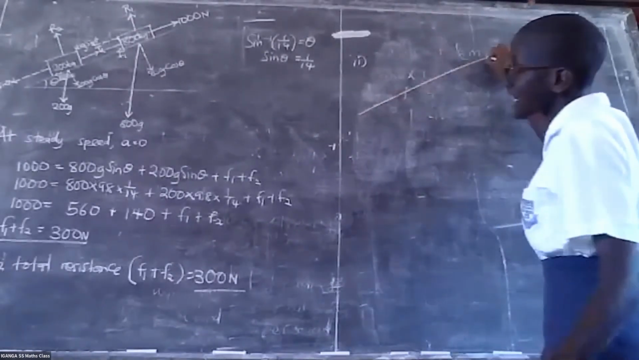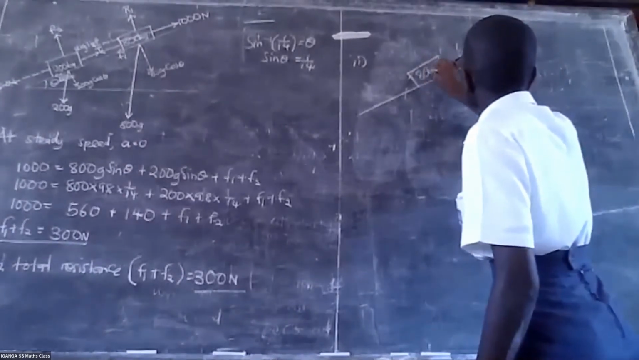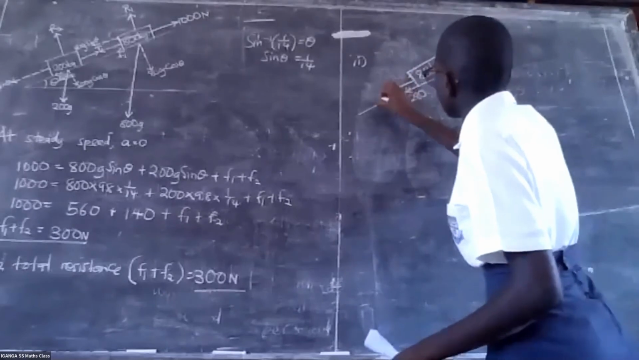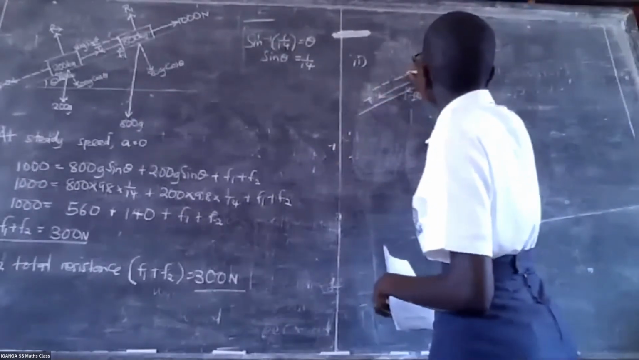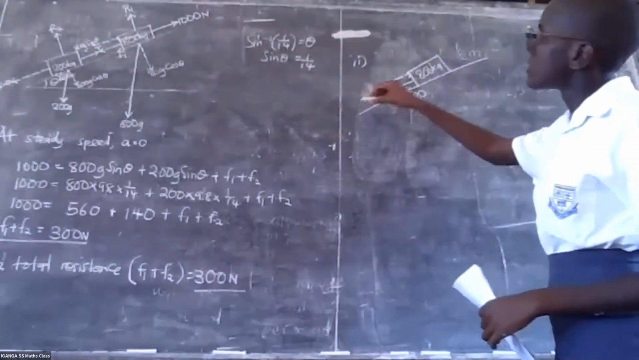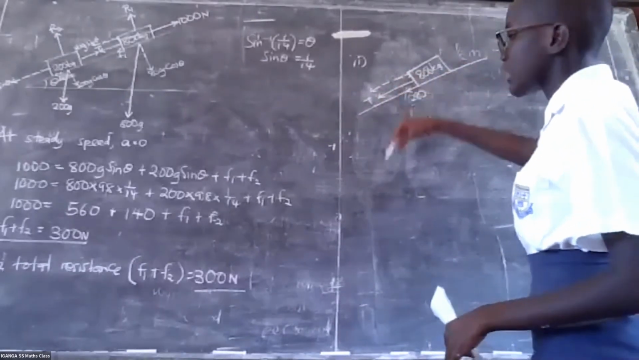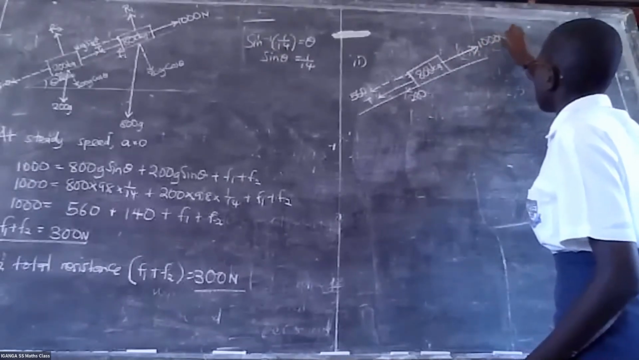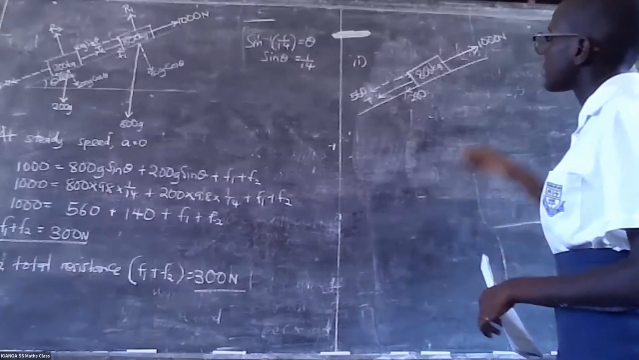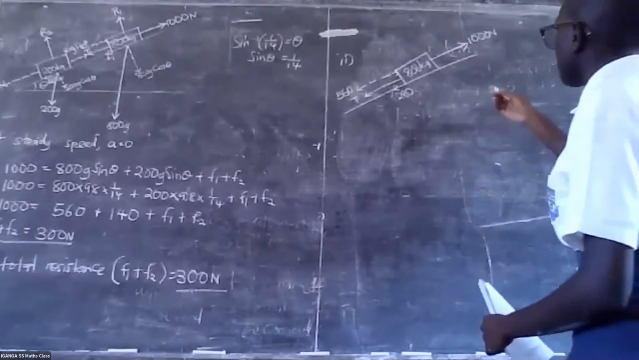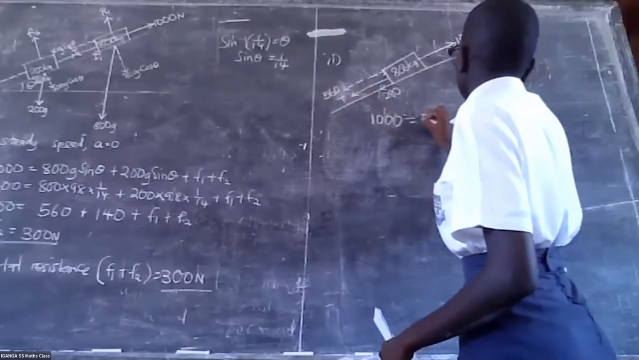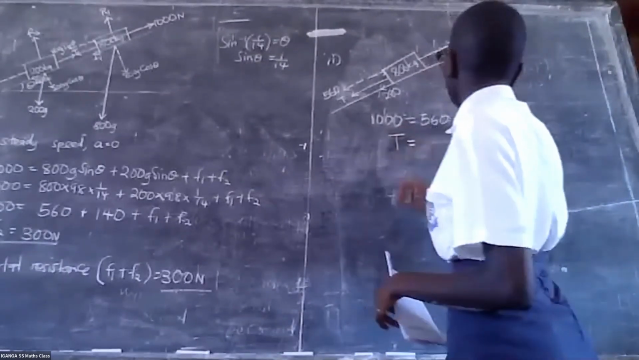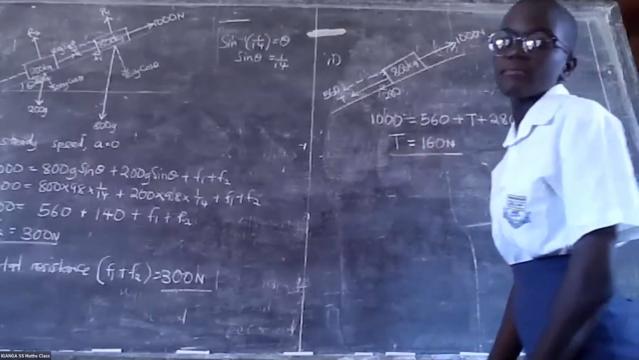Once again, use a ruler for this. The frictional resistance has been given to us as 280. Then we have a tension pulling this body, and the component parallel to the incline, which we got as 560 here. And we have this pulling force of the engine, 1,000 newtons. At steady speed, the acceleration is equal to zero, so my net forces are equal. I'm simply going to equate this: 1,000 is equal to 560 plus the tension plus 280. Computing that, you have your tension as 160.